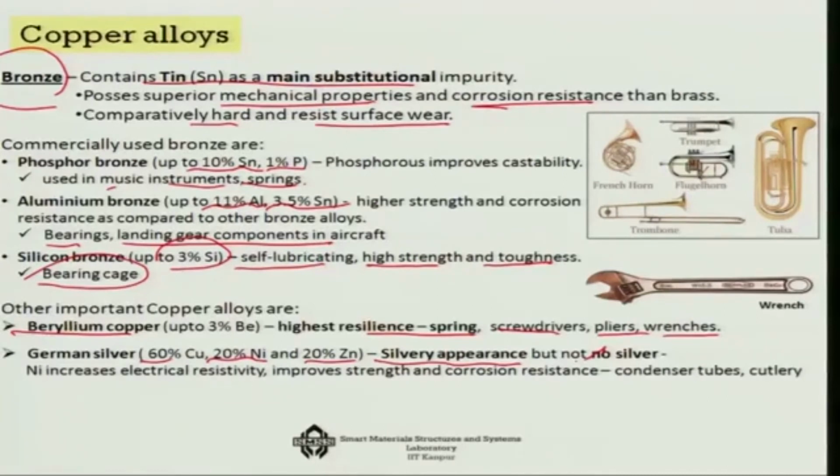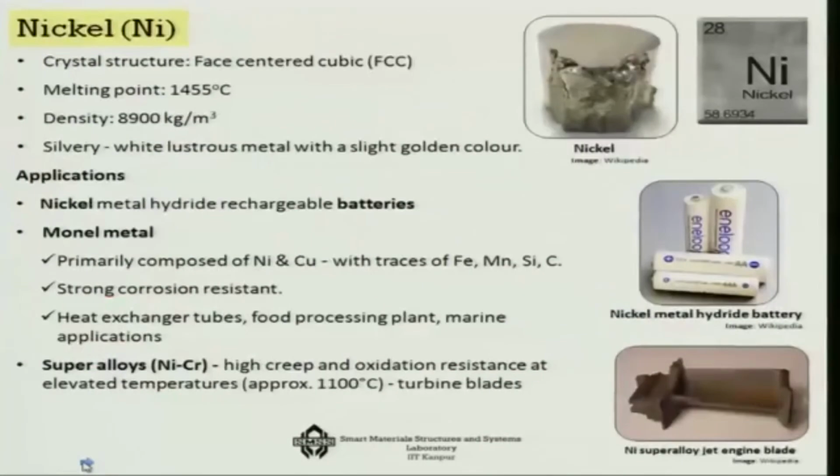It contains copper, nickel and zinc, and the nickel increases the electrical resistivity, improves strength and corrosion resistance. So, it is not only used for this type of things, but also used for condenser tubes, cutleries, etc. The German silver has a considerable amount of copper, some amount of nickel and some amount of zinc in it. So, that is about the copper alloys.